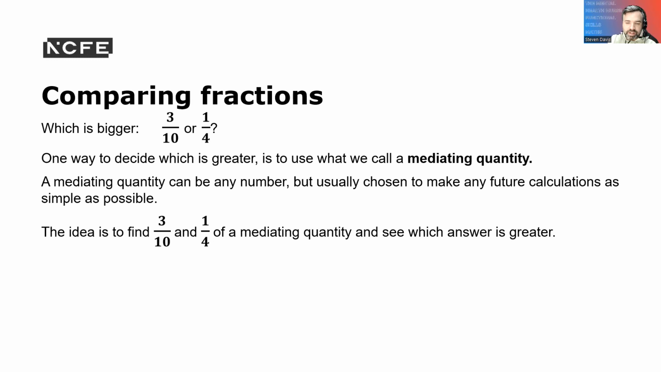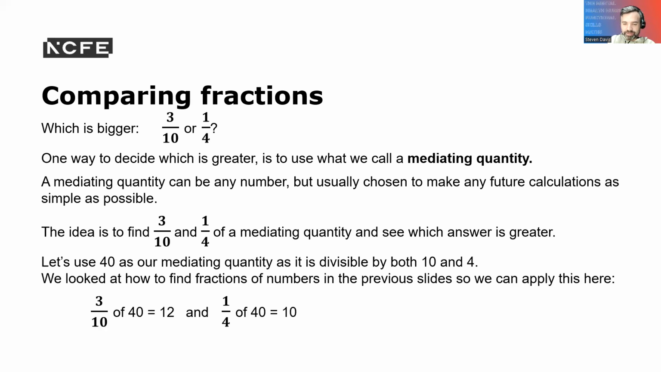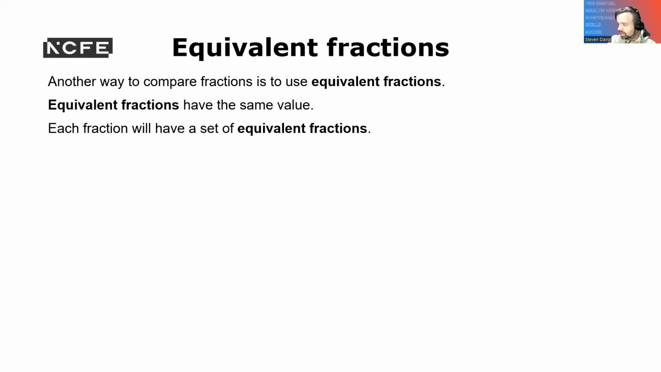The idea is to find 3/10 or 1/4 of any intermediate quantity and see which is greater. So let's use 40 as our intermediate quantity, as it divides both by 10 and by 4. So 3/10 of 40 is 12, and 1/4 or a quarter of 40 is 10. As 12 is larger than 10, 3/10 must be larger than 1/4 or a quarter.